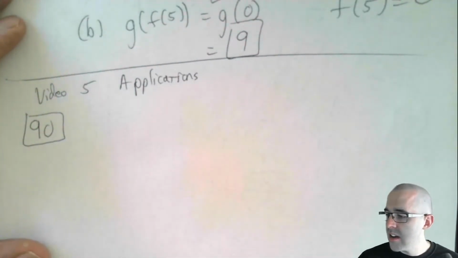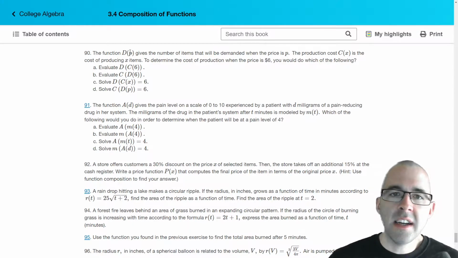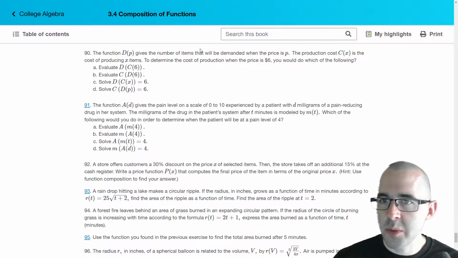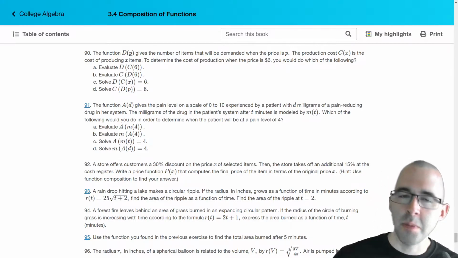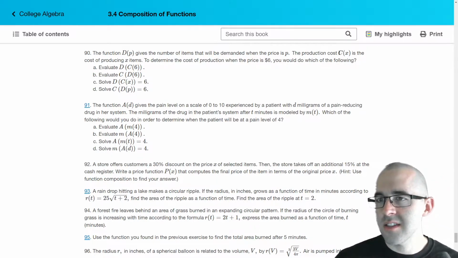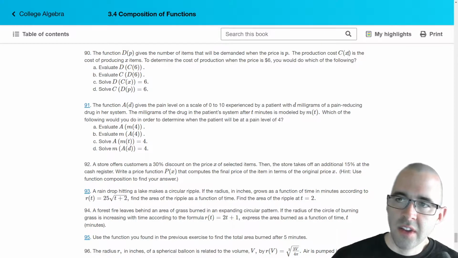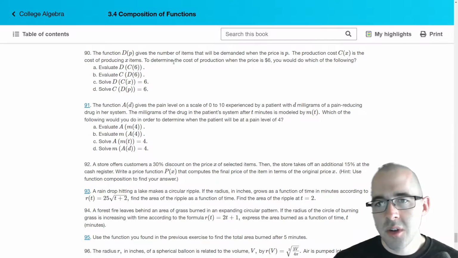Problem number 90, right? So we've got a function d of p, and that gives as an output the number of items that will be demanded when the price is p. So you put in the price p, you get out the demand d. The production cost, c of x, is the cost of producing x items. So put in the number of items x, you get out the cost c. So to determine the cost of production when the price is $6, what would you do?